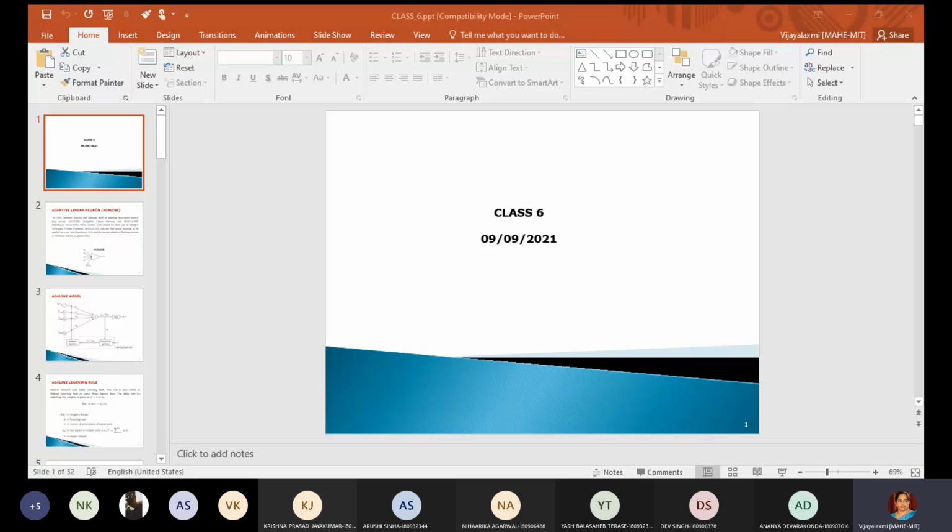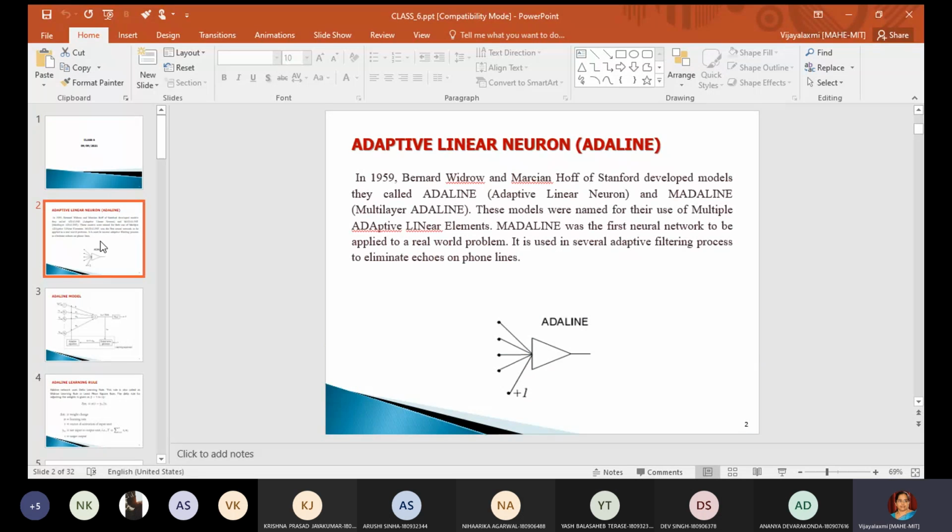Today, let us discuss another neural network model. We call it the Adaline model, or adaptive linear neuron model. So this is the one which we are going to discuss today. I will discuss only this particular neural network model today.